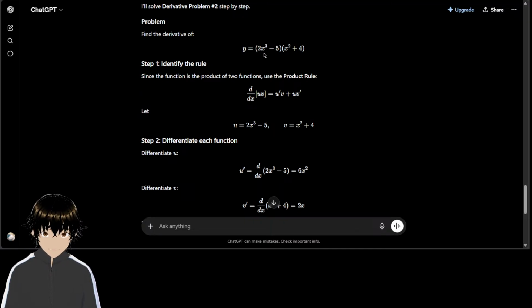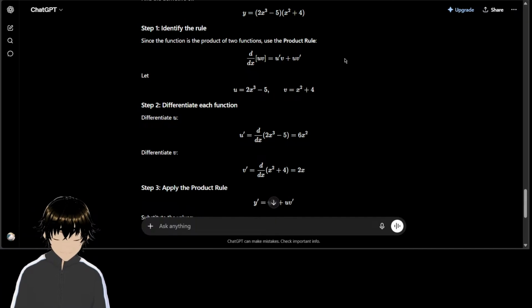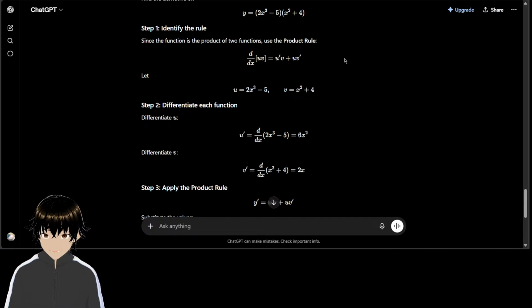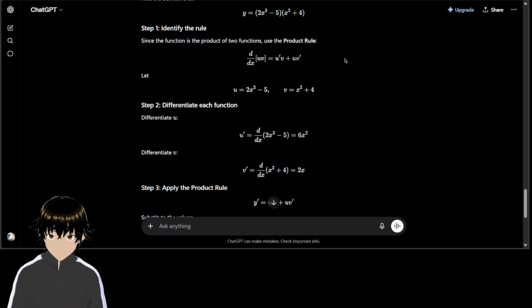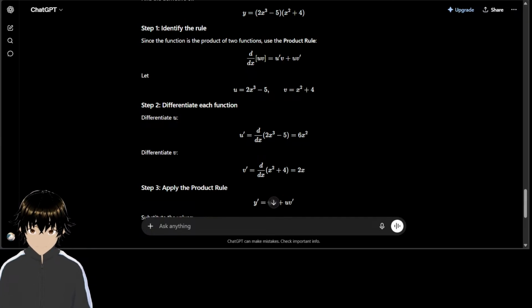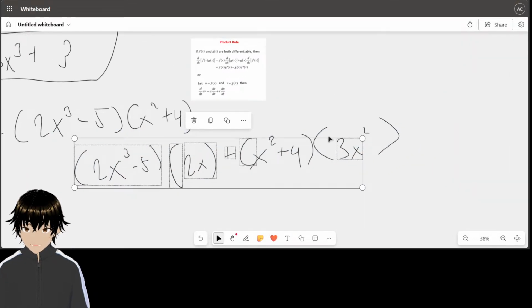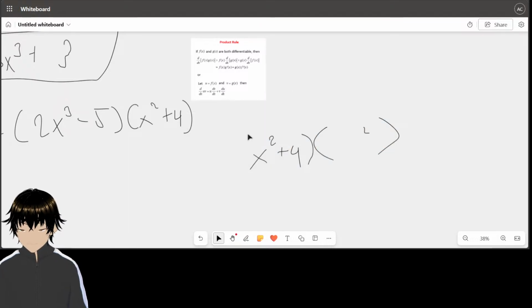So you have a product rule right here. You have two functions, u and v. So you get the derivative of the first function, and times it by the second function, plus a copy-paste function right here. Okay, let's try it again. This is actually very misleading. You're very misleading. I hate you for that.